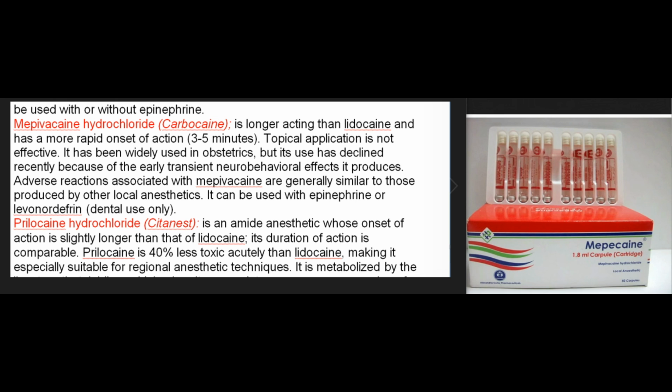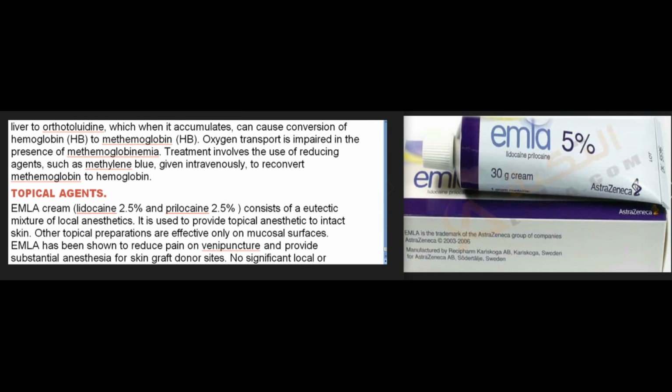Prilocaine hydrochloride, Citanest, is an amide anesthetic whose onset of action is slightly longer than that of lidocaine. Its duration of action is comparable. Prilocaine is 40% less toxic acutely than lidocaine, making it especially suitable for regional anesthetic techniques. It is metabolized by the liver to orthotoluidine, which, when it accumulates, can cause conversion of hemoglobin, Hb, to methemoglobin, MetHb. Oxygen transport is impaired in the presence of methemoglobinemia. Treatment involves the use of reducing agents, such as methylene blue, given intravenously, to reconvert methemoglobin to hemoglobin.